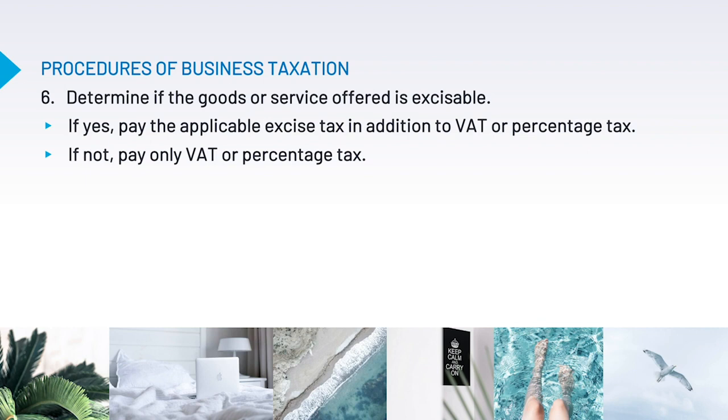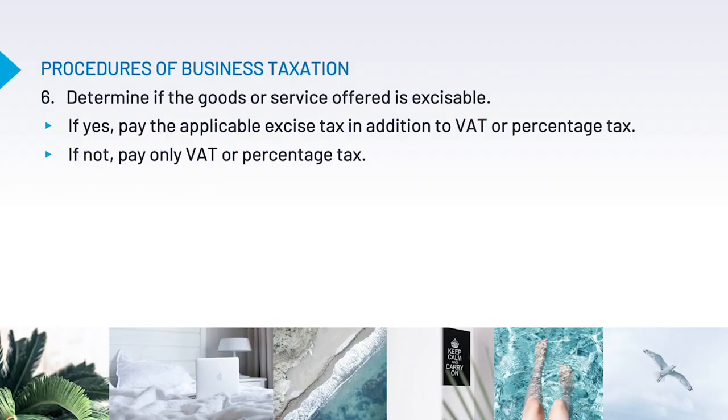So, a recap of the procedure of business taxation. Number 1, evaluate if the sales activity qualifies as a business. If not, then it is exempted. If yes, then it is registered and subject to business tax. Our business taxes, again, are three: VAT, percentage, and excise tax. Number 2, identify the taxable person, whether individual, corporation, or juridical entity. Number 3, determine the activity type: what are you selling, goods or service?